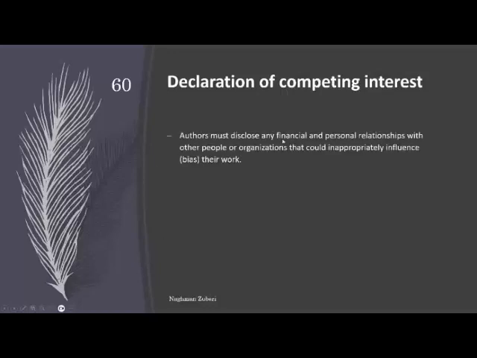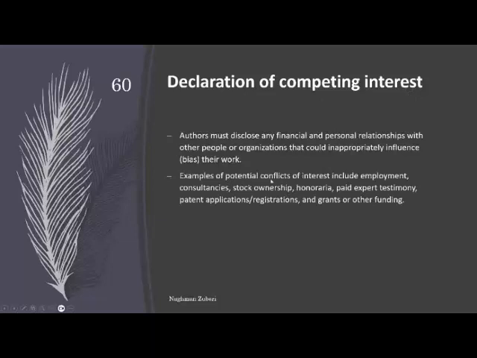Authors must disclose any financial and personal relationships with other people or organizations that could inappropriately influence or bias their work. This comes under the declaration of competing interest. Very important. Examples of potential conflicts of interest include employment, consultancies, stock ownership, honoraria, paid expert testimony, patent applications or registrations, and grants or other funding.